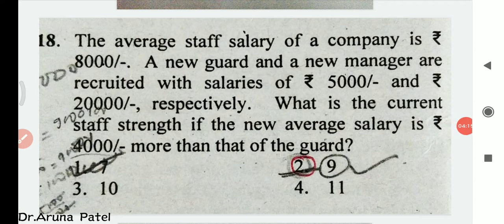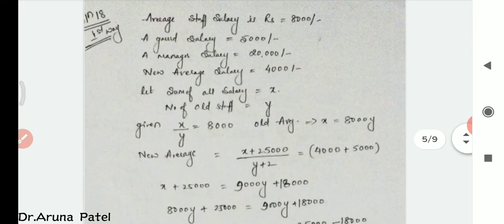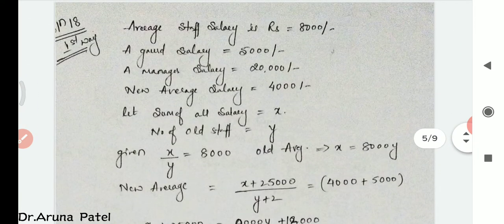Now the next question is question number 18. The average staff salary of a company is rupees 8,000. A new guard and a new manager are recruited with salaries of rupees 5,000 and rupees 20,000 respectively. What is the current staff strength if the new average salary is rupees 4,000 more than that of the guard's salary? So now see the solution. Average staff salary is rupees 8,000. A guard's salary is 5,000. A manager's salary is 20,000. New average salary is 4,000 more.